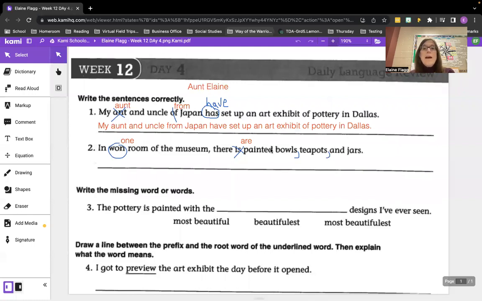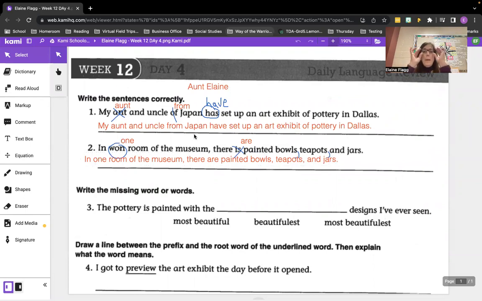Okay, I think we have all the errors, but we'll find out. Once I start typing, sometimes I find new errors. So capital I-N in one O-N-E room of the museum, comma, there are painted bowls, comma, teapots, comma, and jars.